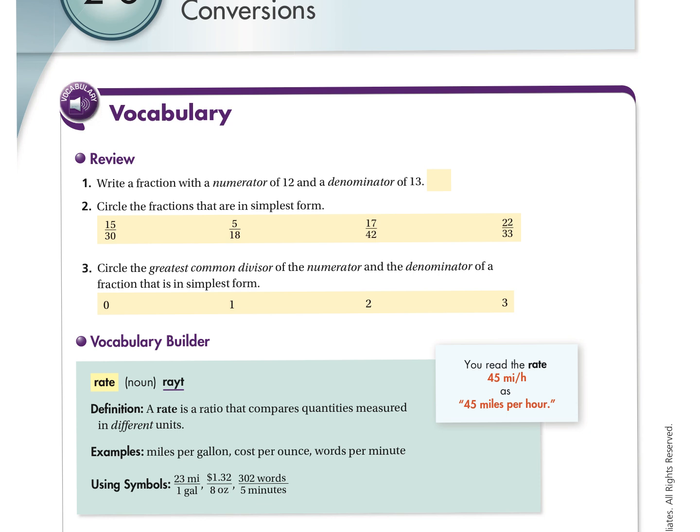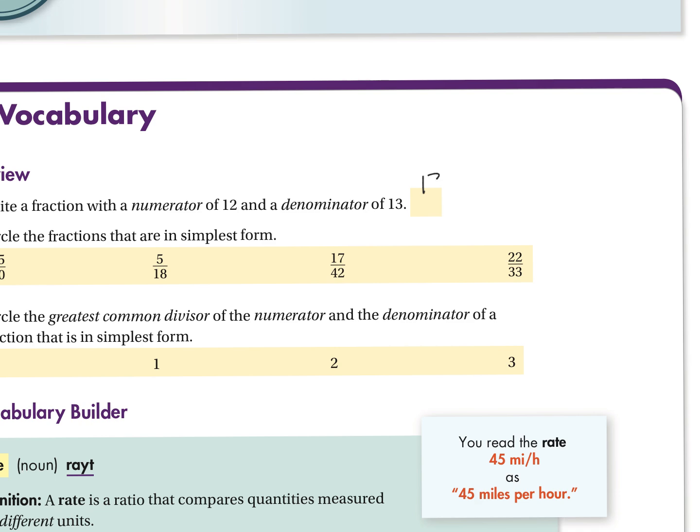In this review, we want to first write a fraction with a numerator of 12 and a denominator of 13. This should be super easy review, right? We should know that a numerator is the number on top and a denominator is the number on the bottom. So we get 12 over 13.